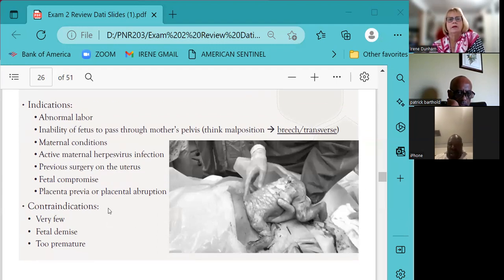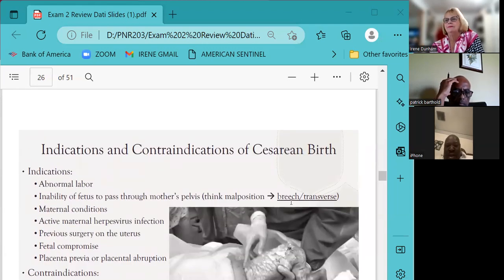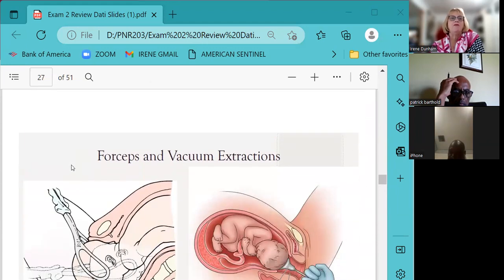Contraindications really are not too many of those. For fetal demise, we don't have to do a cesarean. We can put them into labor, and sometimes babies are very, very premature. But if we have a preemie, a lot of times we'll do a cesarean, because preemies have very soft skulls. And so we have to be very careful with that. All right. So a good question would be about breech presentation, breech transverse. That would be an indication for a C-section. Okay. All righty. How about forceps?